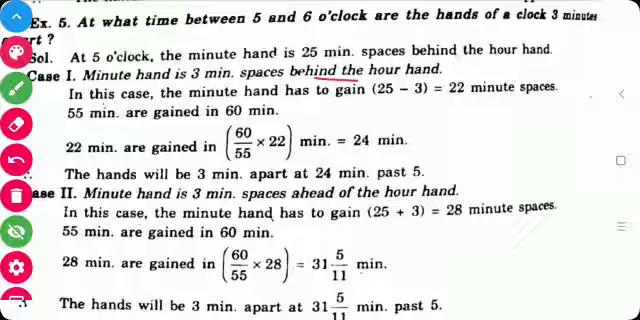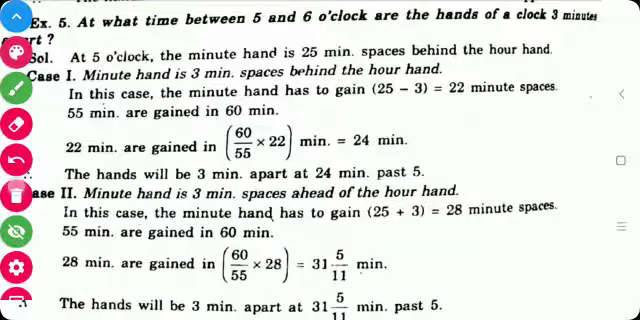In this case, the minute hand has to gain 25 minus 3, that is 22 minute spaces. As we know, 55 minutes are gained in 60 minutes, so 22 minutes are gained in 60 into 22 divided by 55. So it is 24 minutes. So the hands will be 3 minutes apart at 24 minutes past 5.